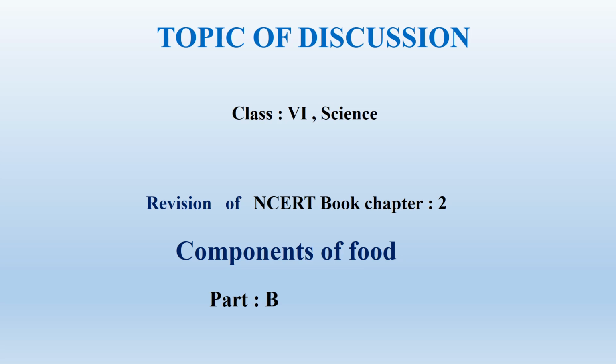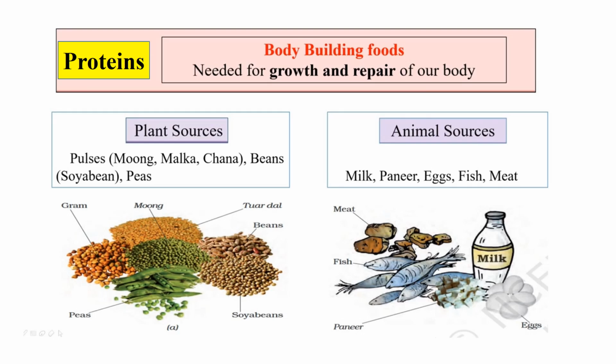Today we will discuss protein, fat, vitamins, minerals, and what their sources and main functions are. Okay, so let's begin with that. First come proteins. As you have already read, they are called body building food, meaning they build our body, and they are needed for growth and repair of our body. So proteins are very essential.